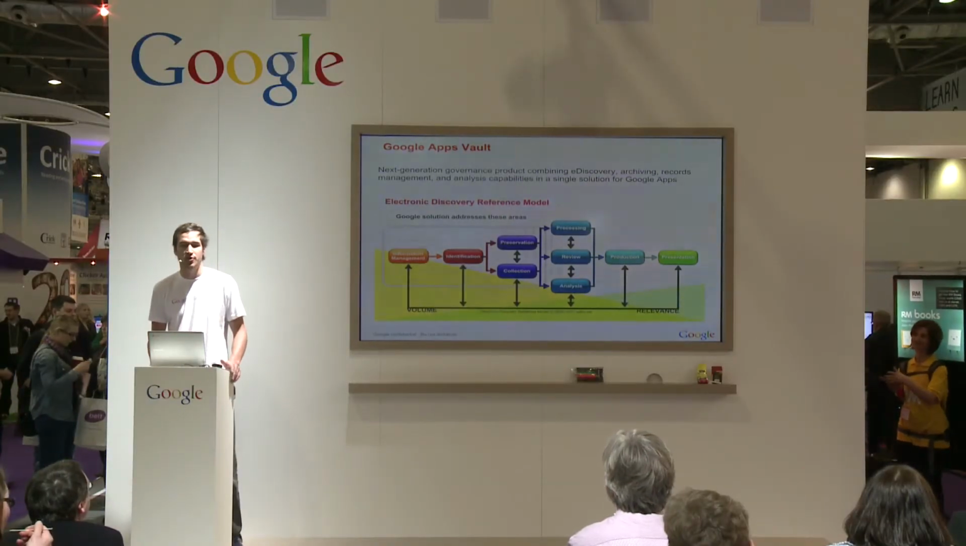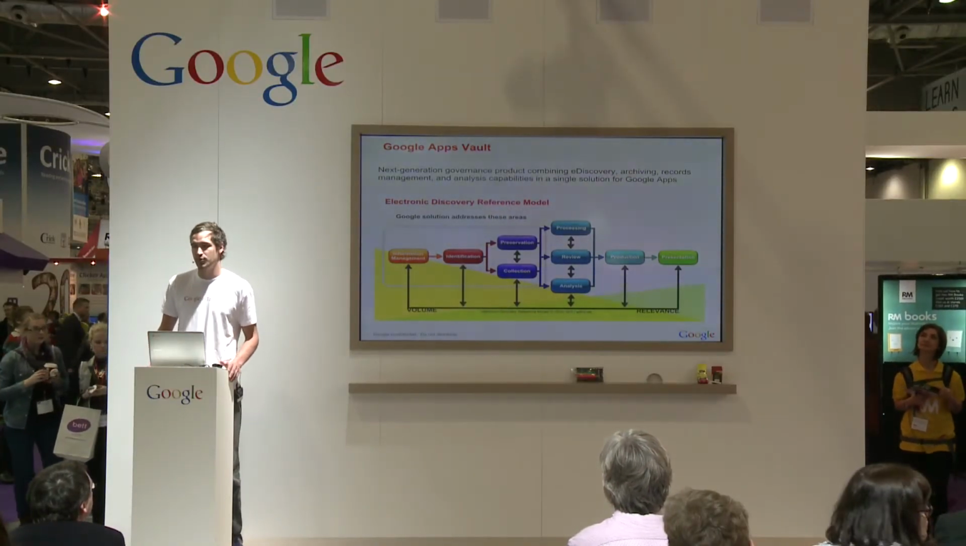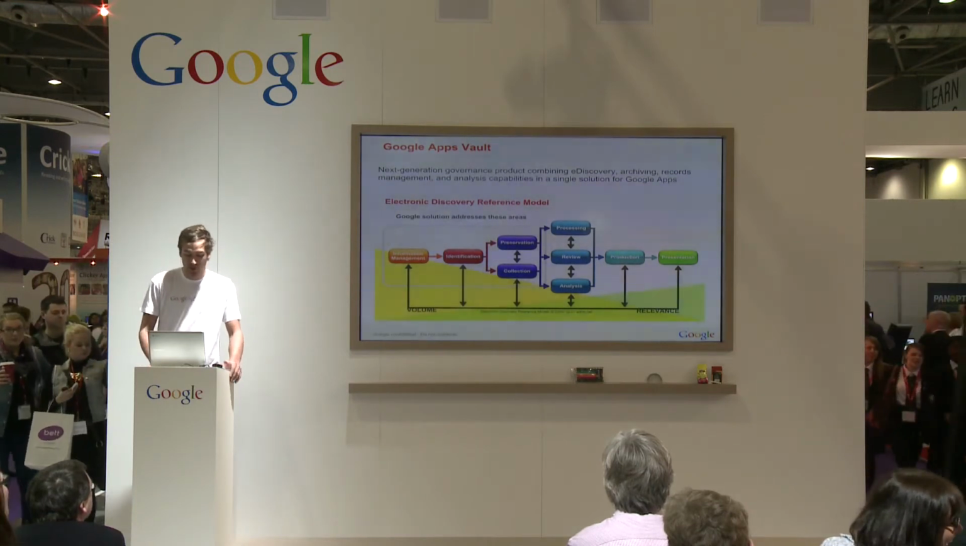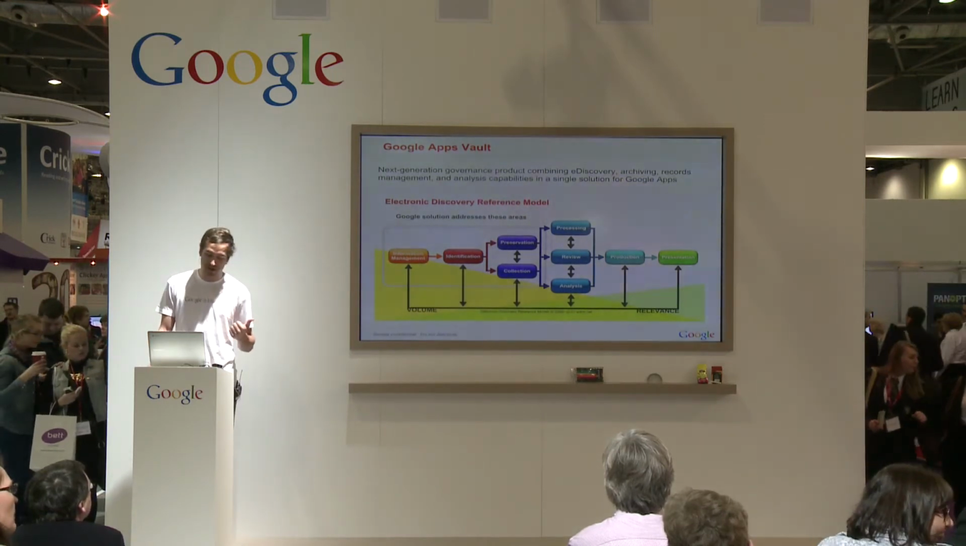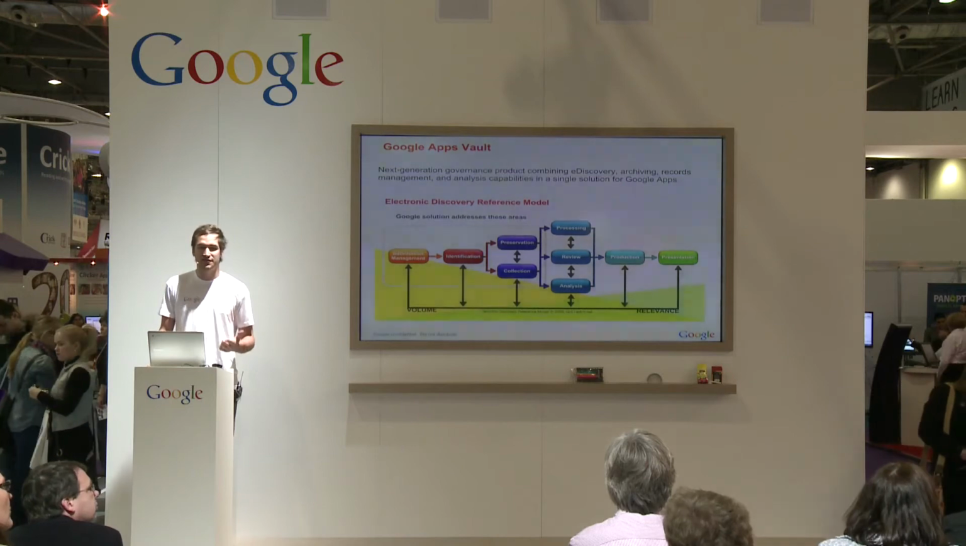The electronic discovery reference model, this might be something that some of you are familiar with. The traditional model is that first you need information management, and then second you need identification. So not only do you need to be able to manage information and know that it's in a certain location, you then have to be able to identify it and know which messages pertain to the investigation that you're under.